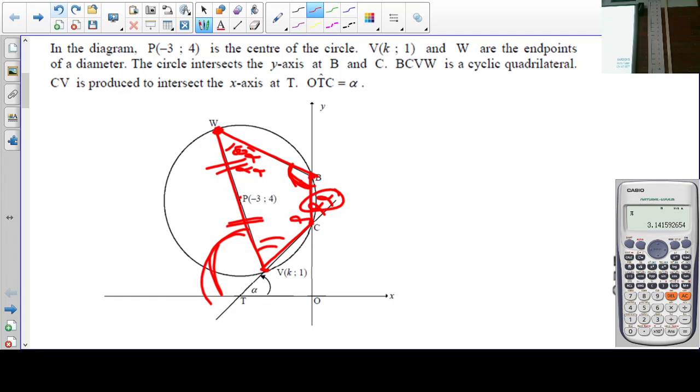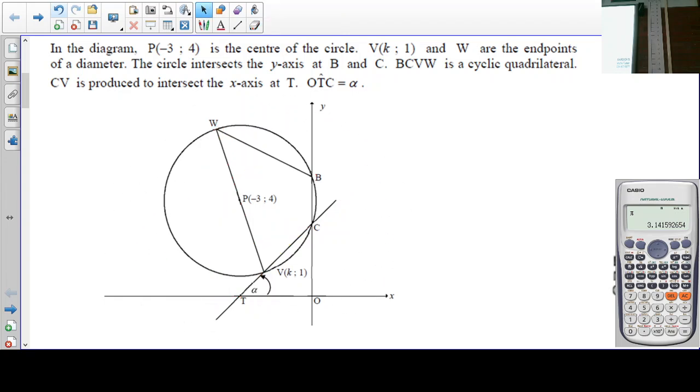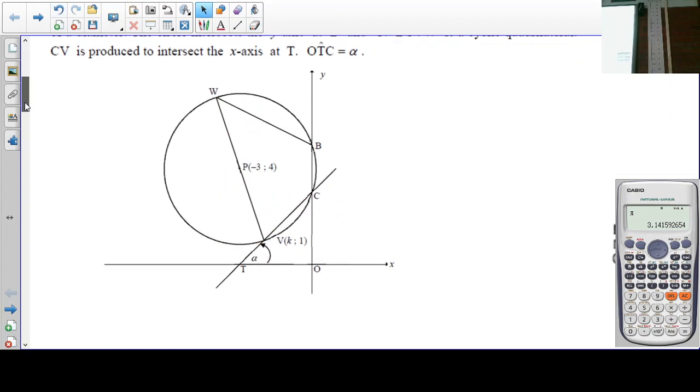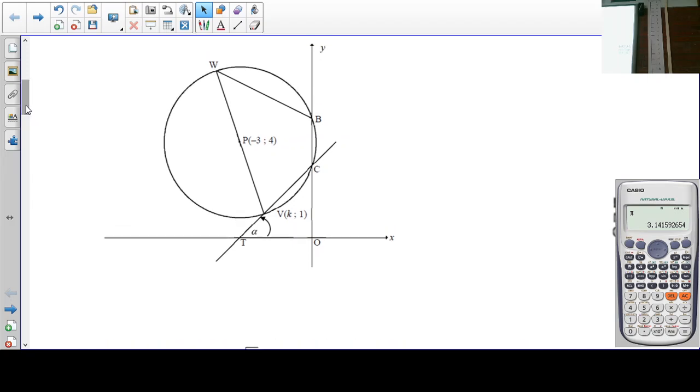We produce VC to intersect the x-axis at T, the x-intercept, at y equal to 0. Once I have that, I can work out this angle here. If I get the gradient of line CV, I will be able to calculate that alpha angle there. Everything that is given in the introduction is on the diagram, so we can take this introduction out.